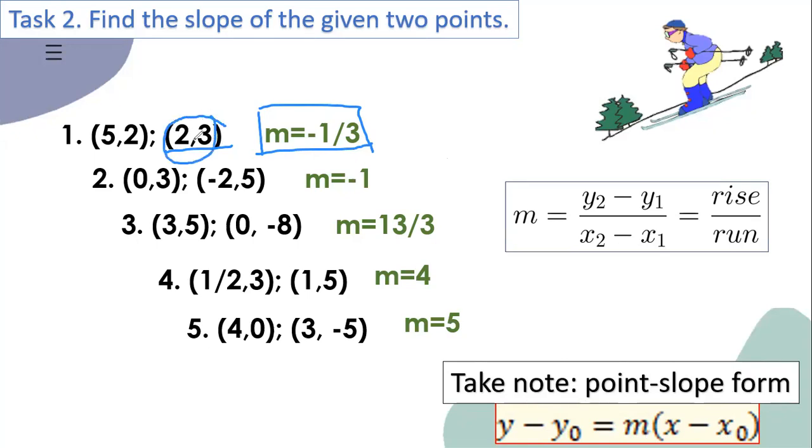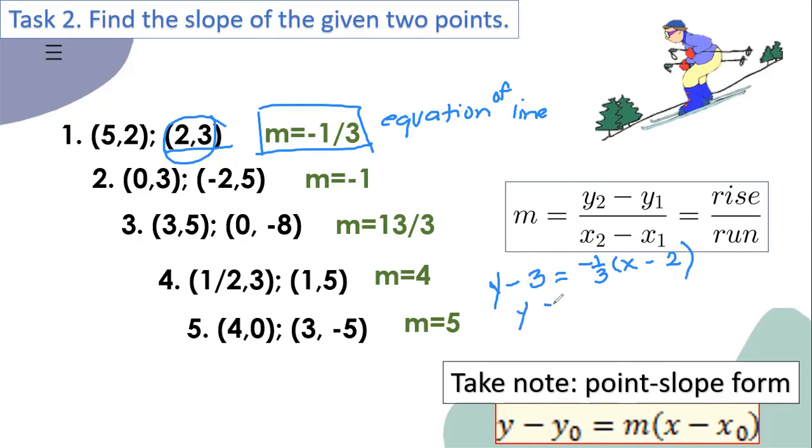For example, gamitin natin itong (2, 3) and then yung slope niya. Okay, so ano kaya ang equation ng line passing through (2, 3) and having a slope of -1/3. So we'll just substitute it to our point slope form. So y minus y sub o is our given y, which is 3, is equal to -1/3 multiplied to x minus, if x sub o is yung given natin na x, so that is 2. Okay, so simplify our answer.